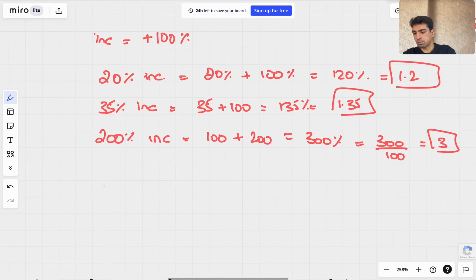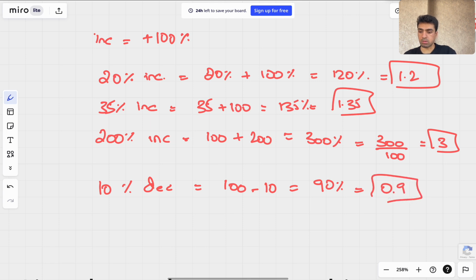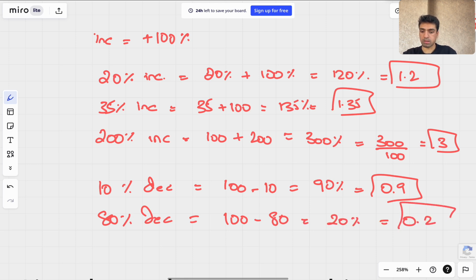So if I say, for example, a 10% decrease, all you do in this case is you just minus from 100. So 100 minus 10, right? That's going to be 90, so 90% can be written as 0.9. So 10% decrease is written as 0.9. If I say I have an 80% decrease, that'll be 100 minus 80, which is 20%, which can be written as 0.2, right? That's how you solve it.